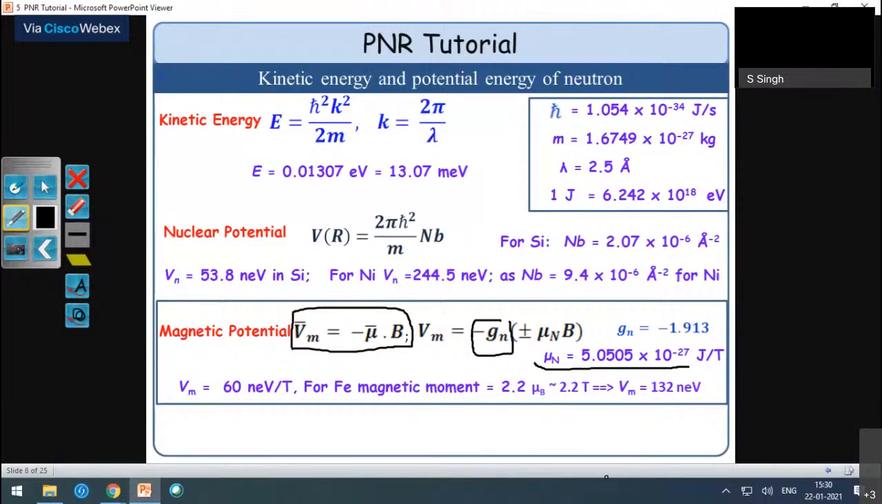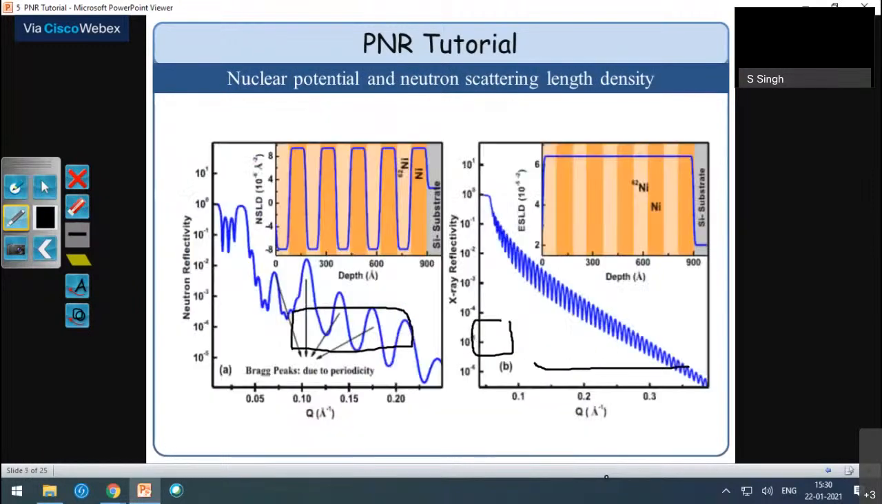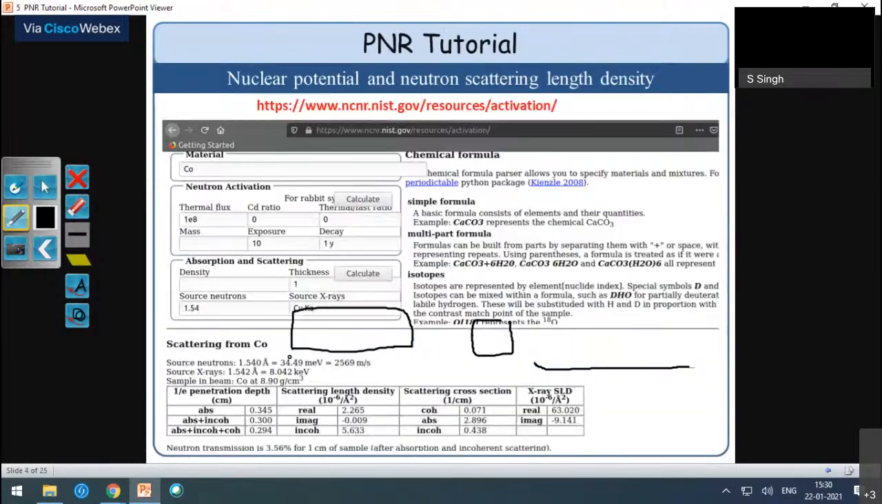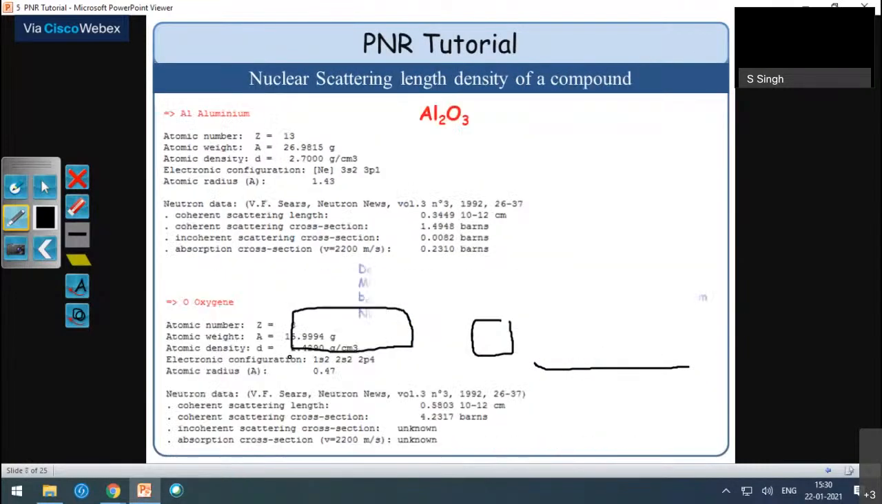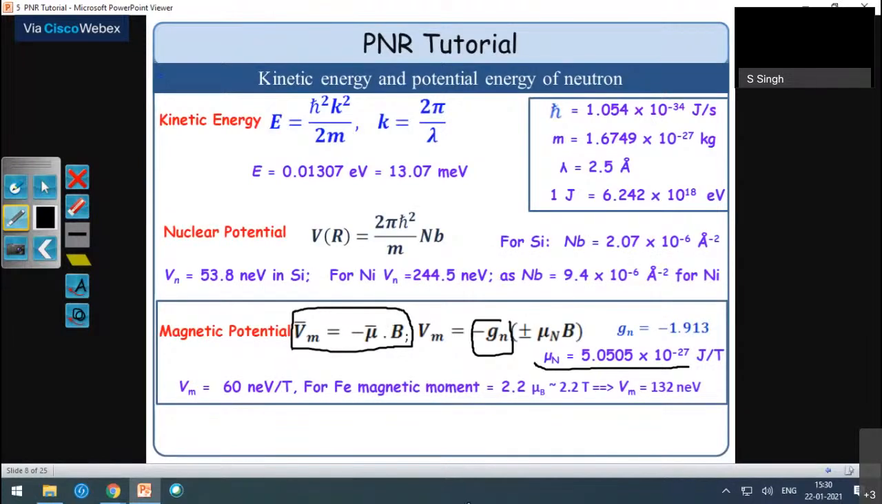It is a standard value. You can see it from the table which I have given over here, in the first slides. So mu n is 9.6623 times 10 to the minus 27, and then you multiply that by 1.913, then it comes to about 5.0505 times 10 to the minus 27 joule per tesla.